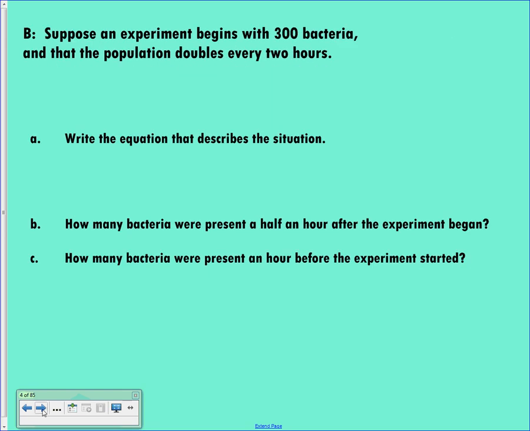Okay, sample B. Suppose an experiment begins with 300 bacteria and that the population doubles every 2 hours. Write the equation. Okay, so again, we're using the general formula, y equals a times b to the x, where a is your starting amount. So I'm starting with 300.